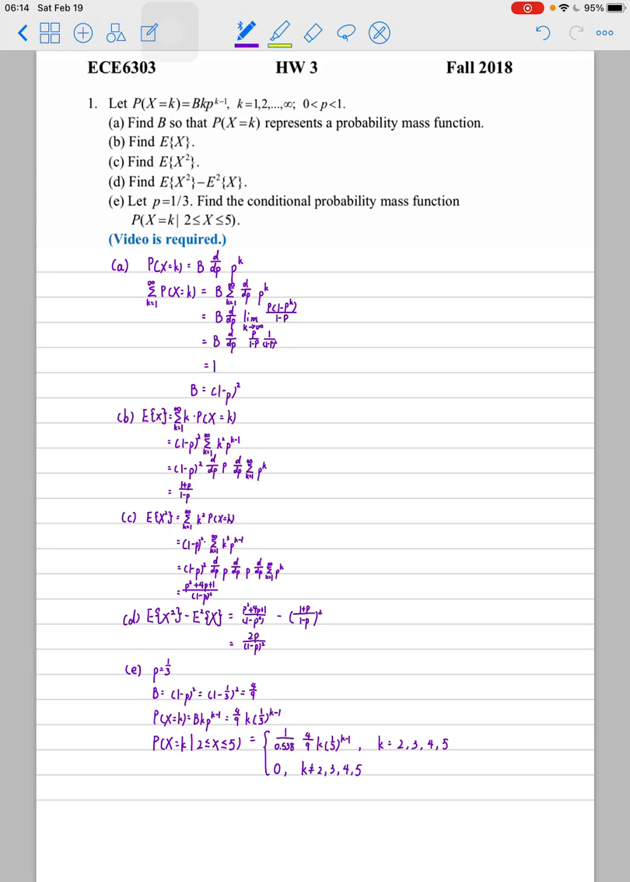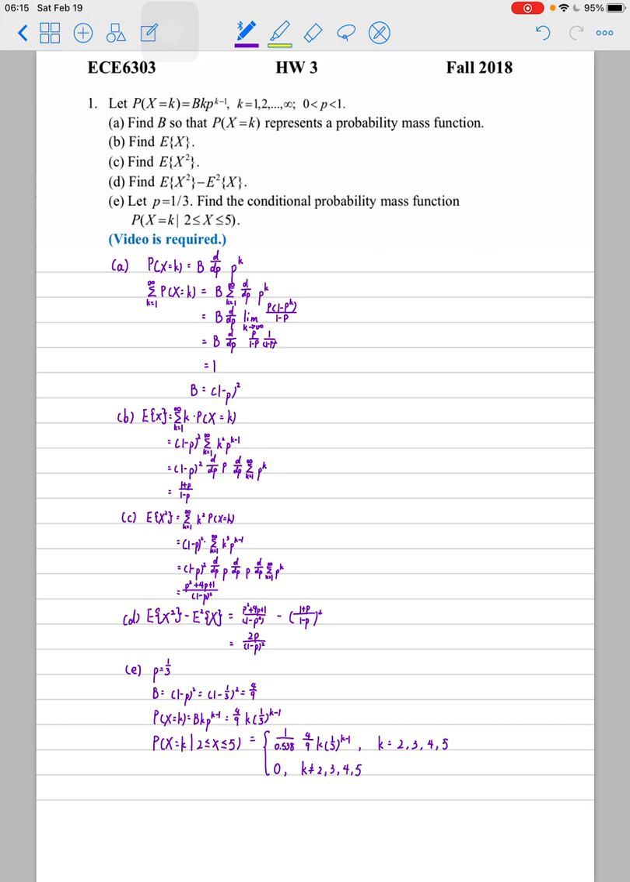So for part E, let p equal 1 over 3. Find the conditional probability mass function p(x = k) given that x is larger than 2 and smaller than 5. So b equals (1 minus p) squared. It should be (1 minus 1 over 3) squared, which equals 4 over 9.